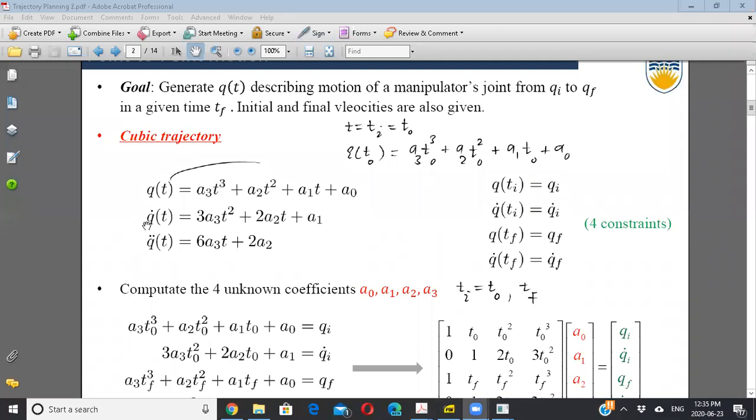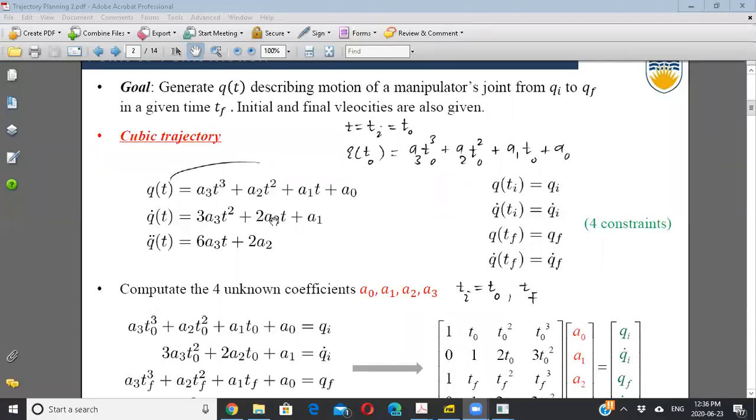And if I take its derivative, because I'm interested in velocities too. So the good thing about a third order polynomial is that its velocity is also a function of time. And even its acceleration is possible. Because you took it third order for some purpose, because you wanted to differentiate it. So how to differentiate it with respect to t? If you differentiate this with respect to t, this will become 3a3t squared.